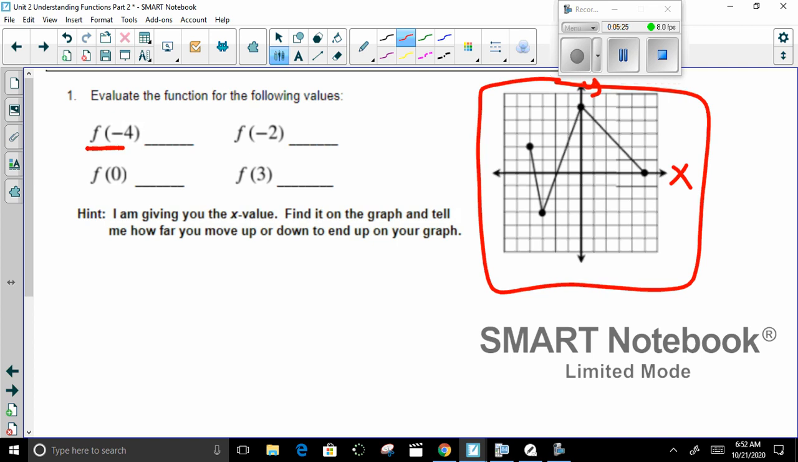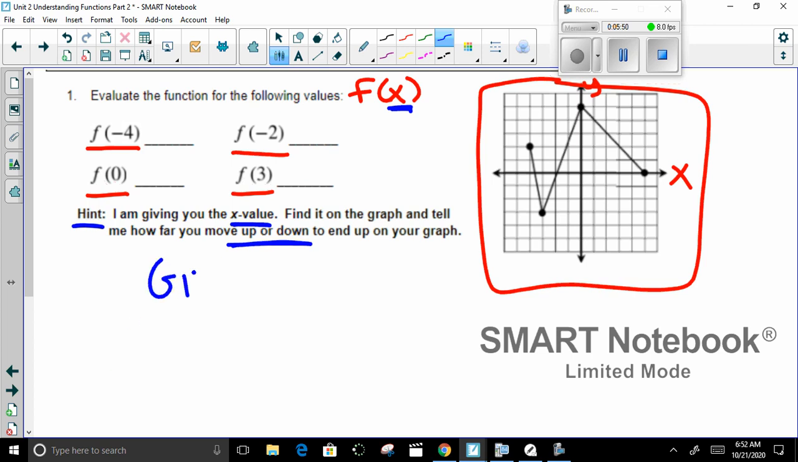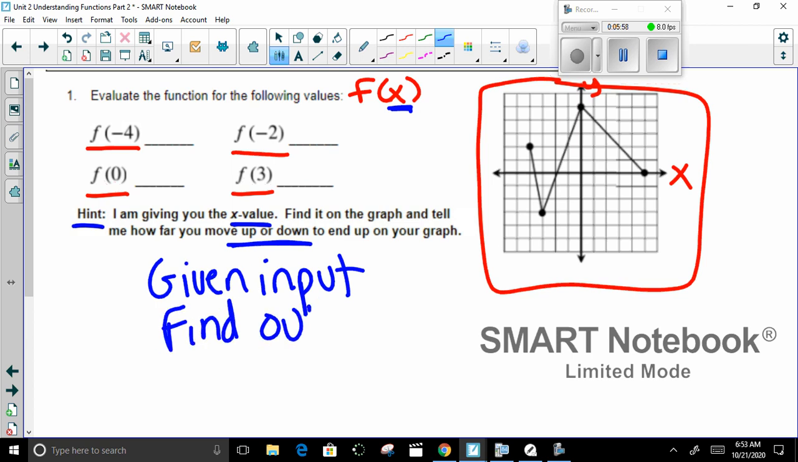It's asking me to find f of -4, f of 0, f of -2, f of 3. Remember, it's usually written as f of x. They have replaced the x with some value. So I gave you a little hint down here. You are given the x value, find it on the graph and tell me how far you move up or down. So you are given the input or the x value, find the output, which is the y value.